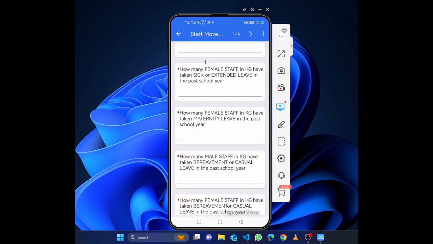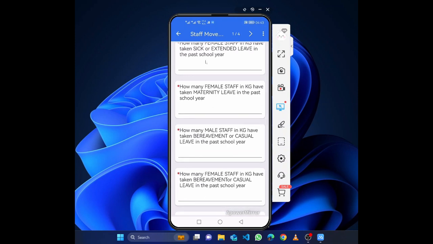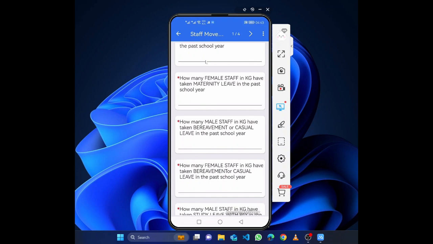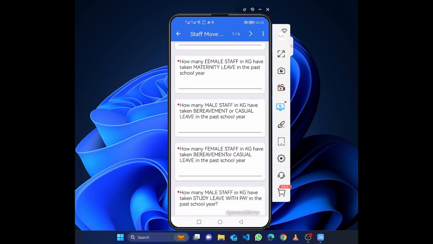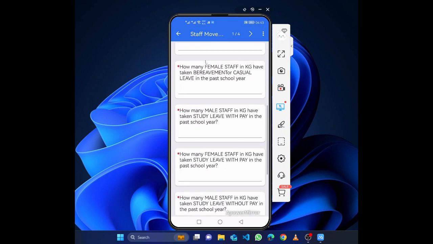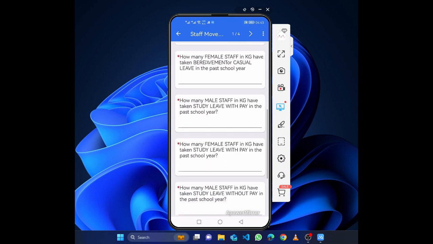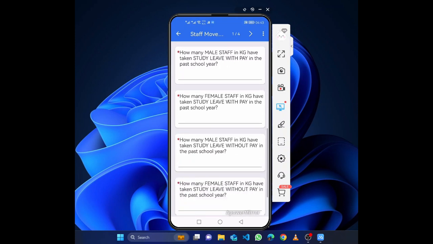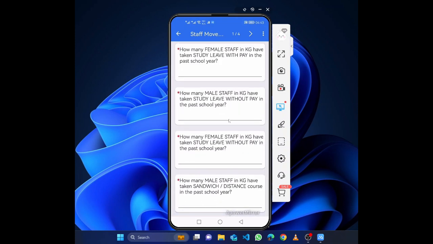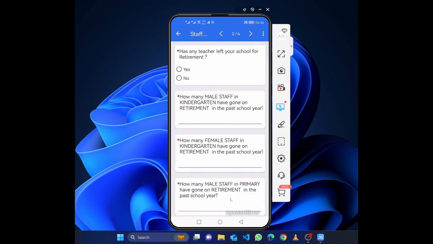Then teachers, that's female teachers in KG who are going on maternity within the academic year. Then female teachers in KG who are on study leave with pay and study leave without pay, and how many teachers are offering a course that are doing sandwich or distance. When you are done with teacher movement, you come to, has any of your teachers left for retirement, yes or no? So you choose which of them, yes or no.